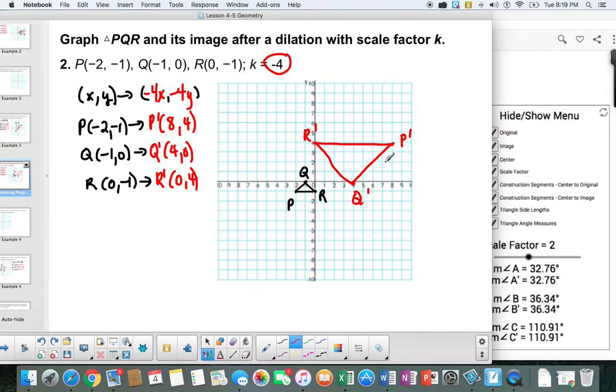So two things are really happening here. We're getting an enlargement, and because we're multiplying by a negative, we're getting this idea of a rotation. I want to remind you that when we have x comma y mapping onto opposite of x, opposite of y, that's a 180-degree rotation. And that is what appears to be happening, that this rotated 180 degrees, plus it got an enlargement.